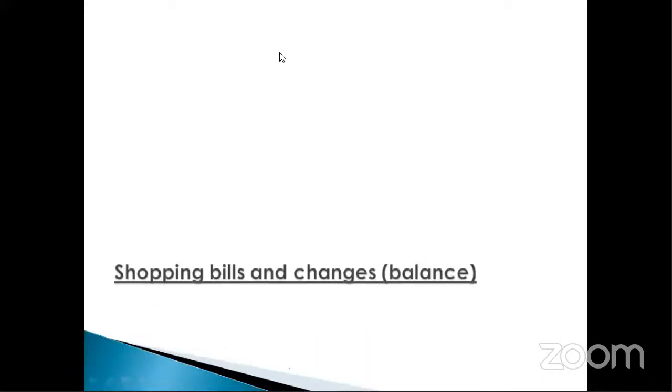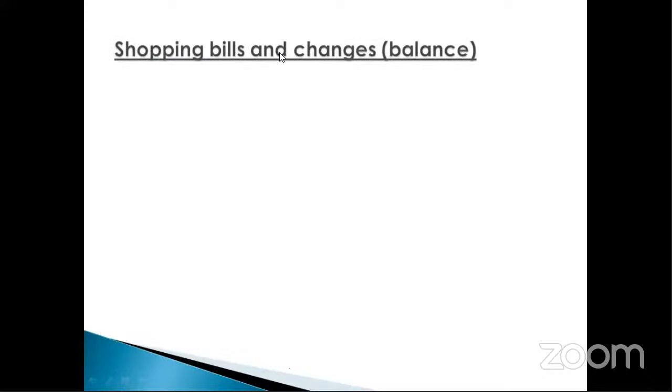So what are we going to look at today? This is what we are going to learn today. We are going to look at shopping bills and changes, or balance. So when we talk about change, we also mean balance. So that is what we are going to learn today.